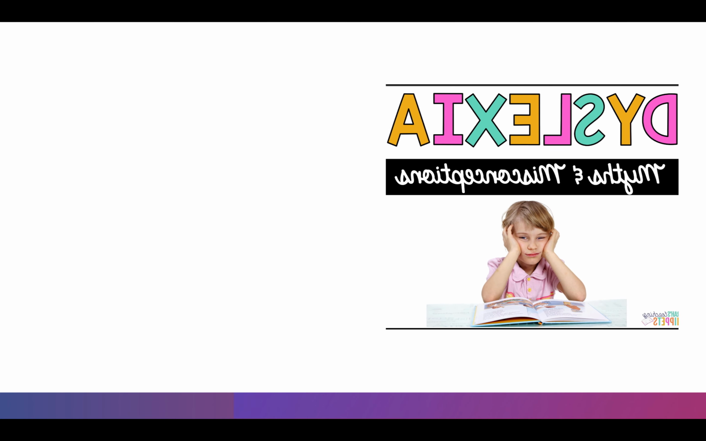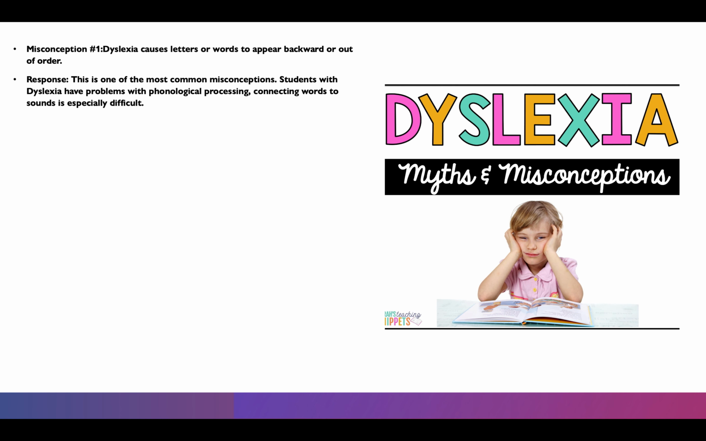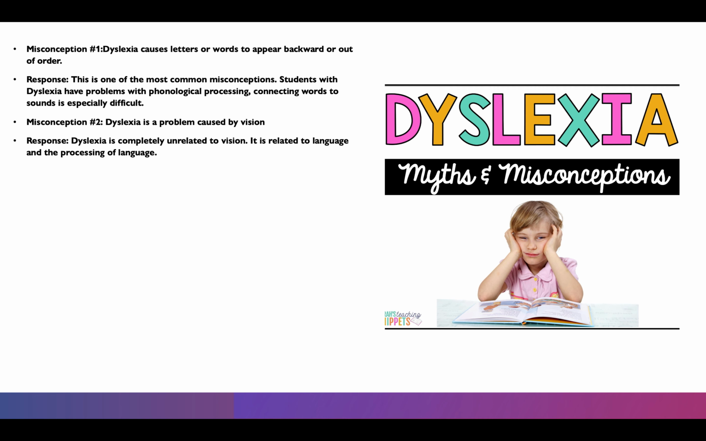So here are some myths and misconceptions about dyslexia. Dyslexia causes letters or words to appear backward or out of order. This is one of the most common misconceptions. Some students with dyslexia have problems with phonological processing, and connecting words to sound is especially difficult for them. Misconception number 2 is dyslexia is a problem caused by vision. It's completely unrelated. It's related to language and the processing of language.